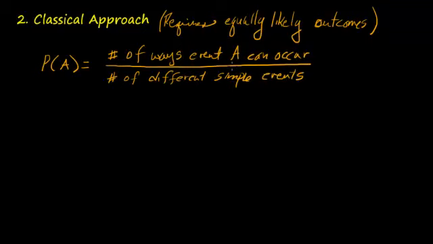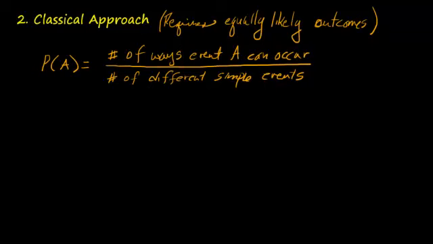And you can see why we weren't able to use the classical approach for our previous example, because this requires equally likely outcomes, and we did not have that. The probability of an outage was not equal to the probability of a non-outage.